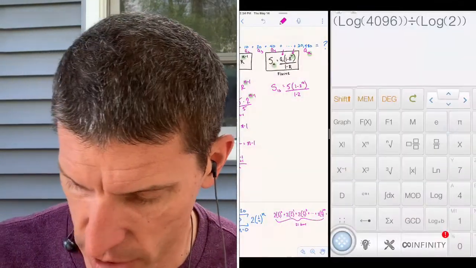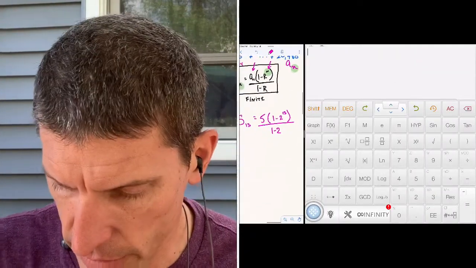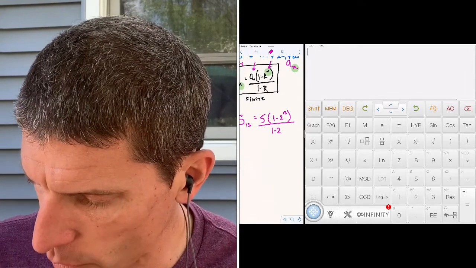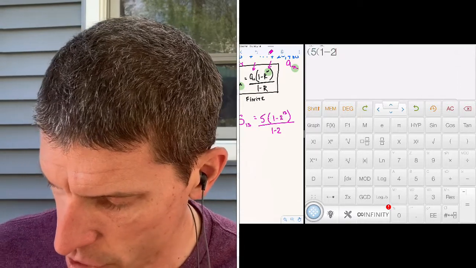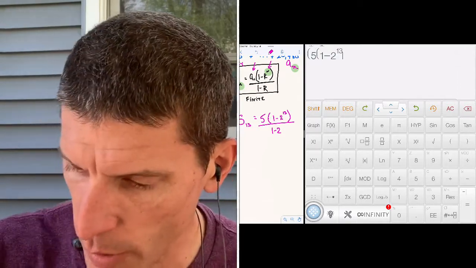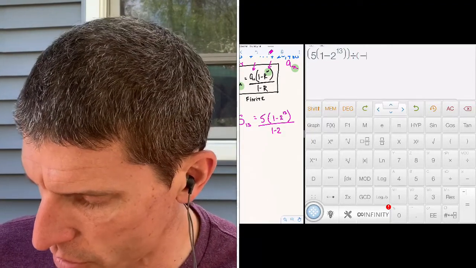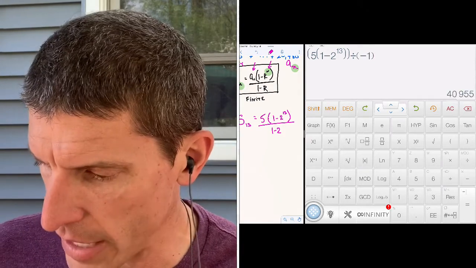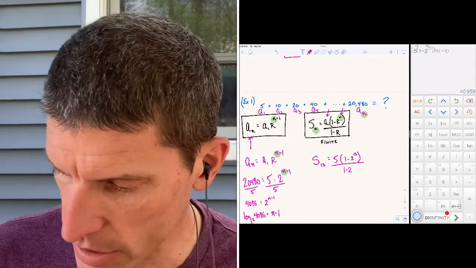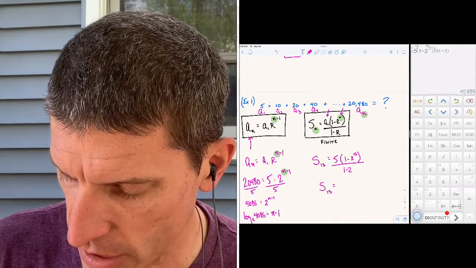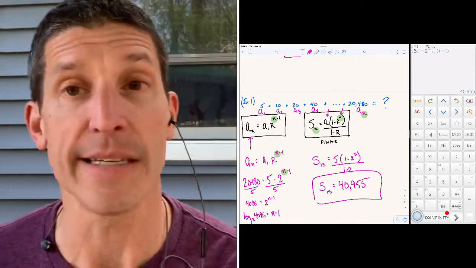So one more time, let's go to our calculator. And we're going to type all this in. Now let's clear out the old stuff. I want the top, so parentheses, 5 times 1 minus 2 to the 13th power. That's my top. Divided by 1 minus 2 is just negative 1. I guess I didn't need to type that in. And there we go. 40,955. So the sum of the first 13 terms in this geometric sequence is 40,955. Truthfully, that didn't seem all that bad.